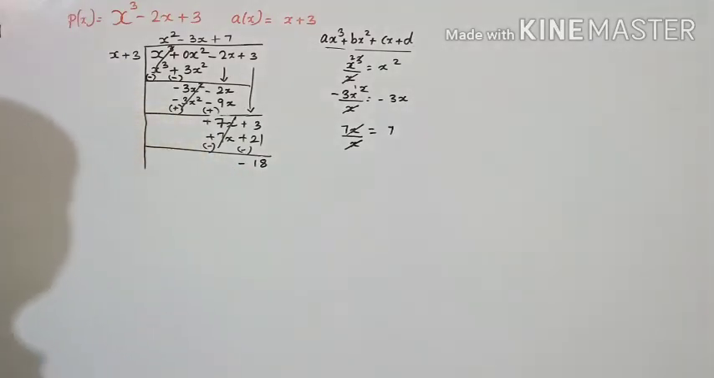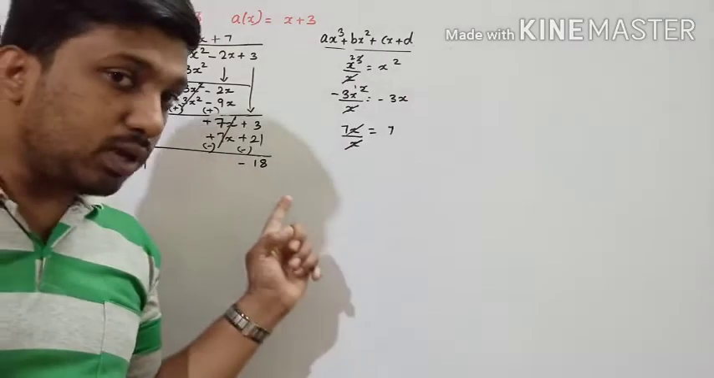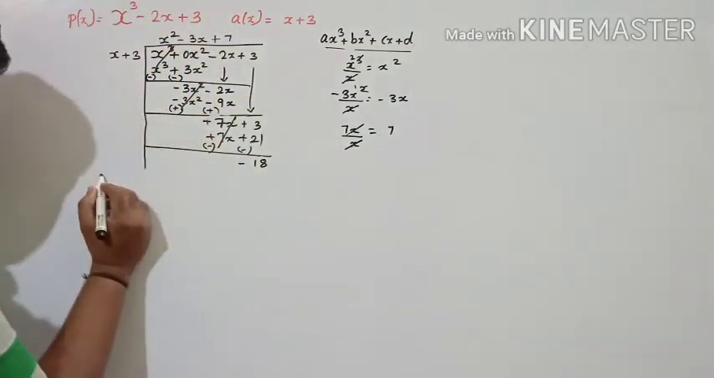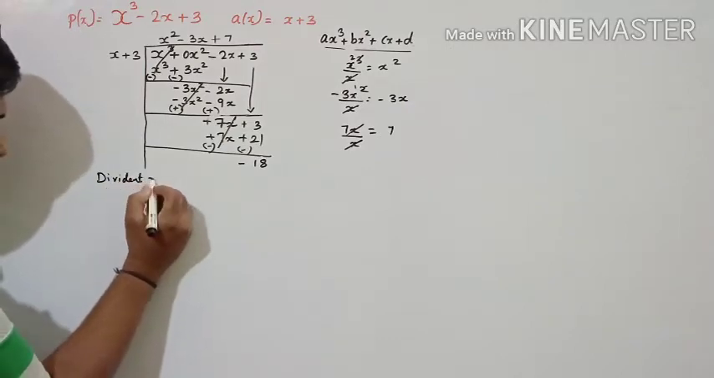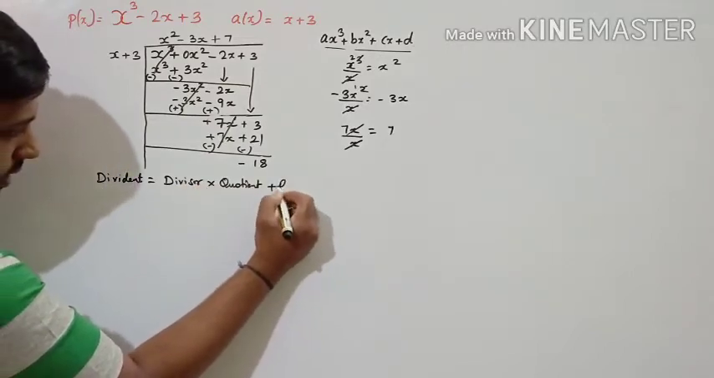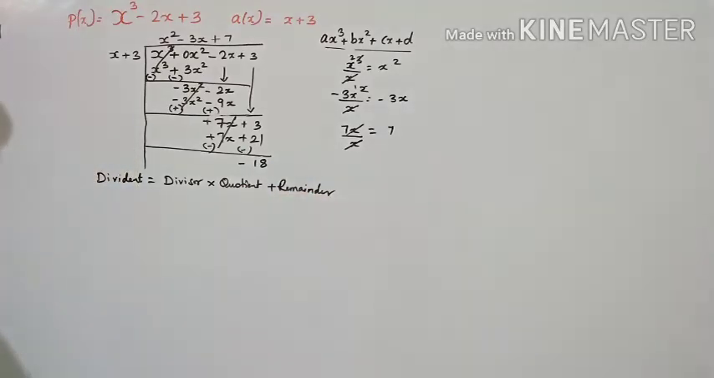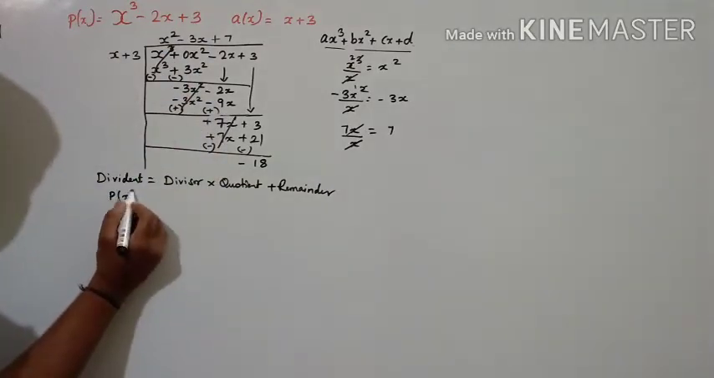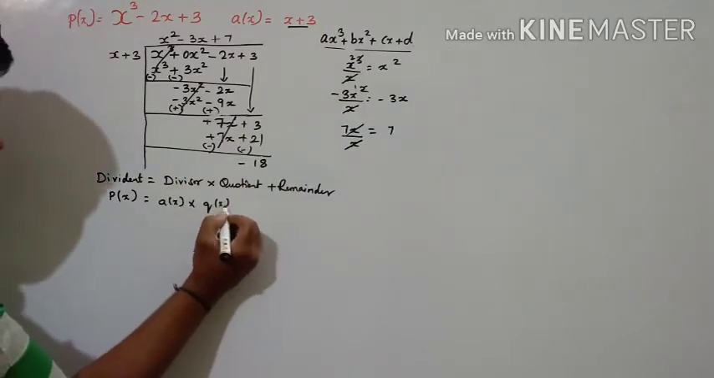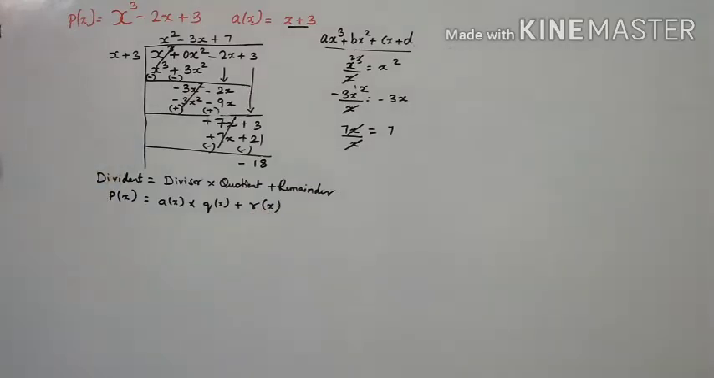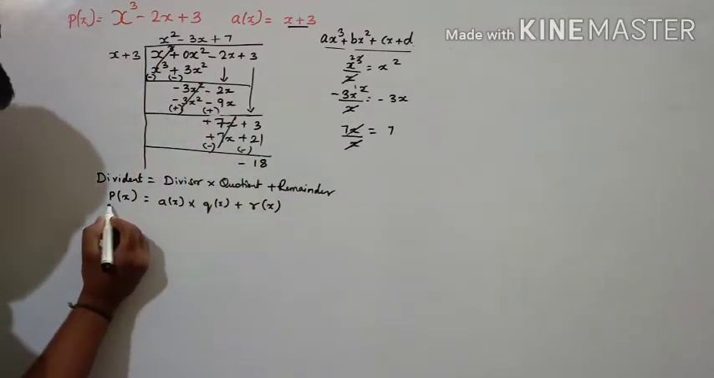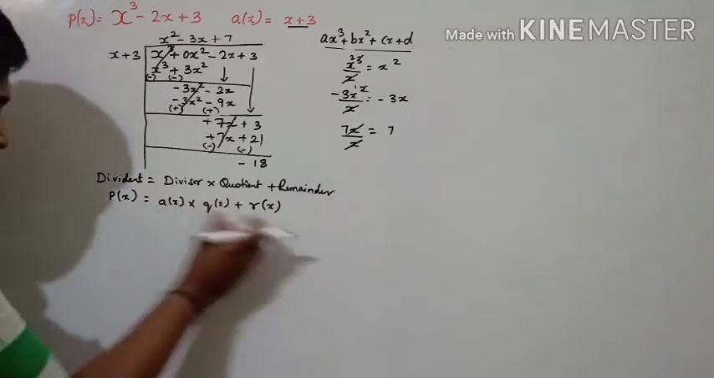Now coming to the proof. The question is, divide the polynomial and verify the relation. We need to verify the relation, right? We know that dividend is equal to divisor into quotient plus remainder. So this is p of x is equal to a of x, which I have taken as the divisor, into q of x, the quotient, plus r of x, the remainder. So it is dividend of x, divisor of x, quotient of x, and remainder of x. Now p of x should be equal to this one. This should be satisfied, right?